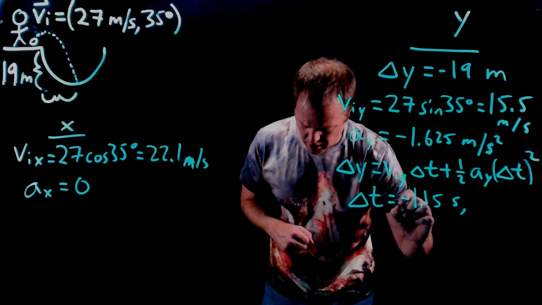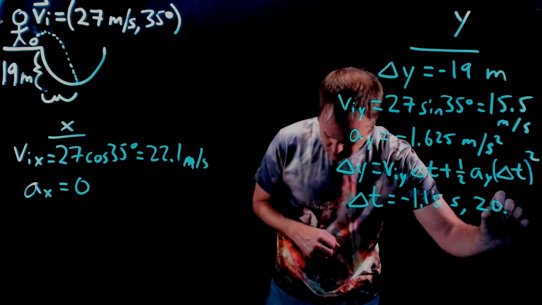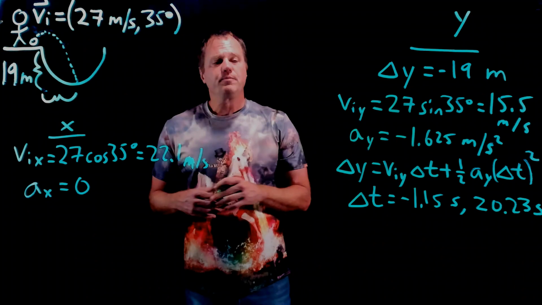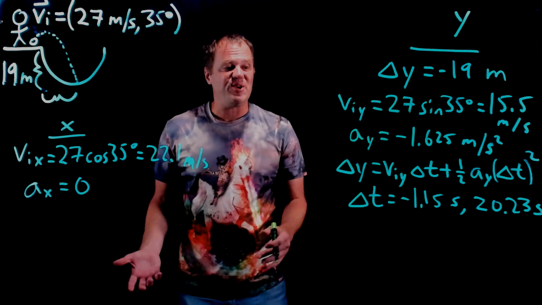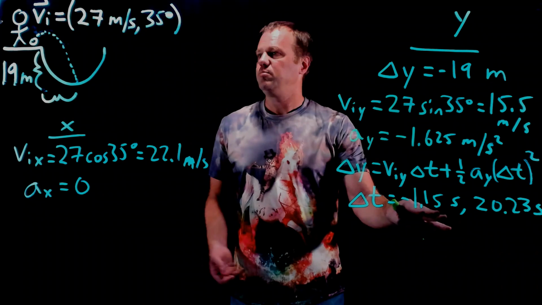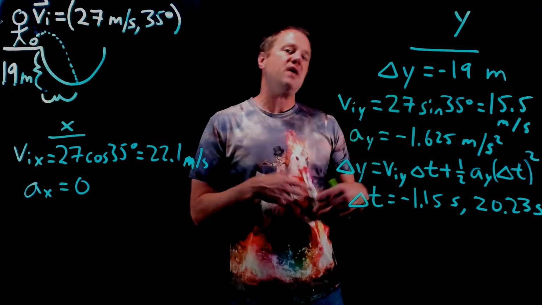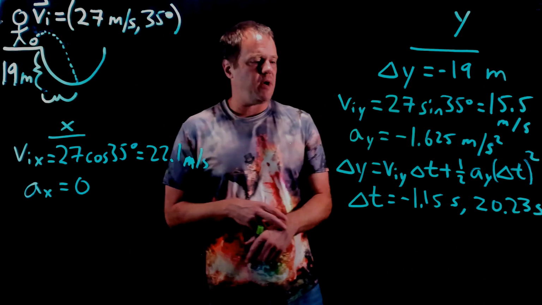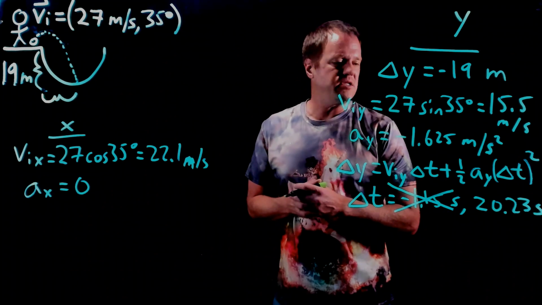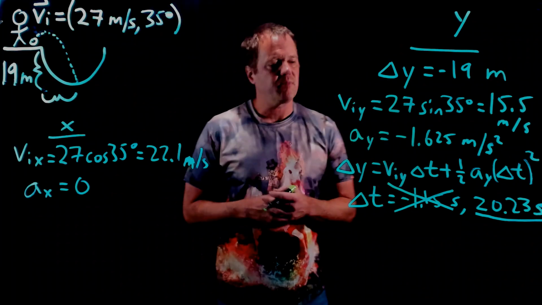seconds or positive 20.23 seconds. Okay, so which one makes sense to you physically? Did the ball hit the bottom of the crater 1.15 seconds before we hit it, or did it land in the crater 20.23 seconds after we hit it? Okay, well, sometimes the equations give you nonsensical results, and so this one is physically nonsensical. So it's this one that's our solution for the time, or time interval.